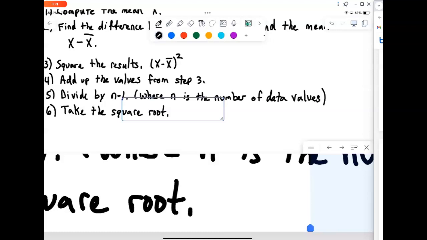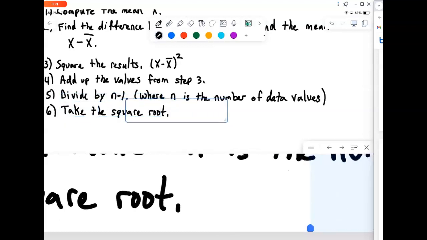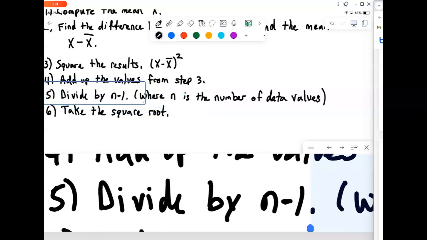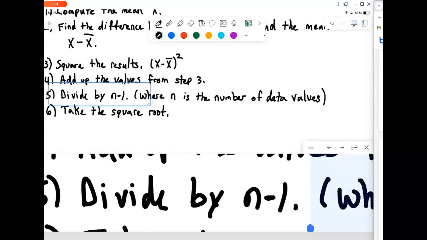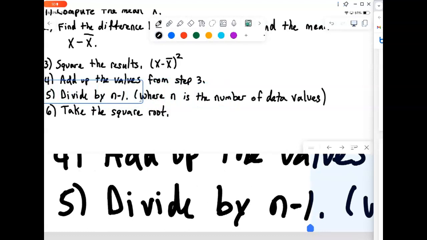Now myself, I very often combine steps 5 and 6 together. I do the dividing and the square root all in one step. There's a reason for why you divide by n minus 1 instead of n, but it's beyond the scope of our course. It was something I actually knew at one time when I was taking a graduate level statistics class, but it wasn't important enough for me to want to remember. So there was a reason, but it's not important for us.